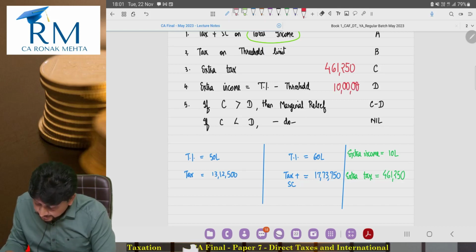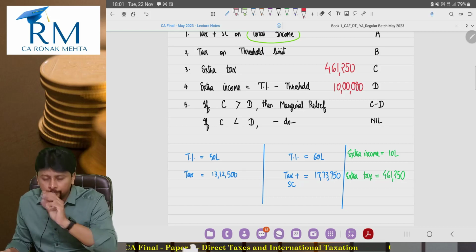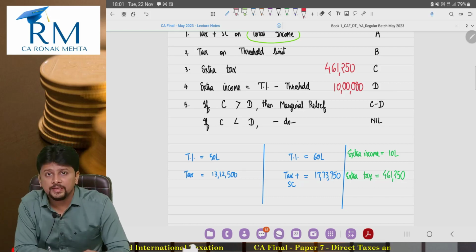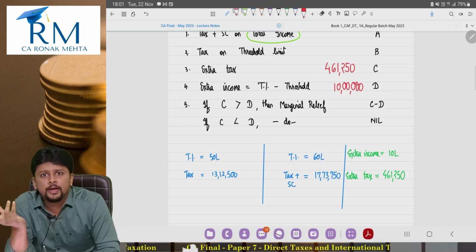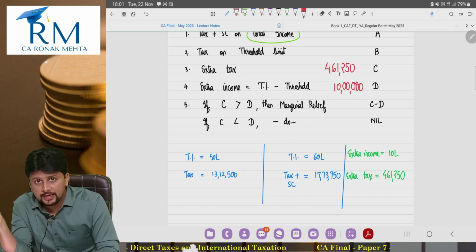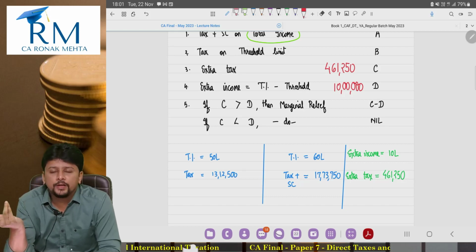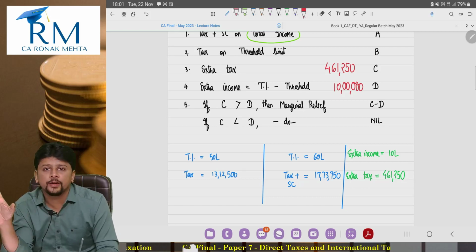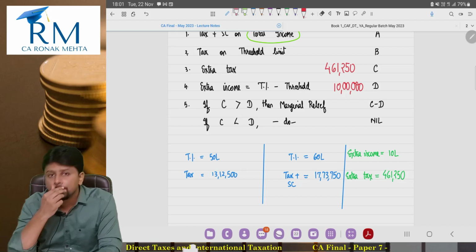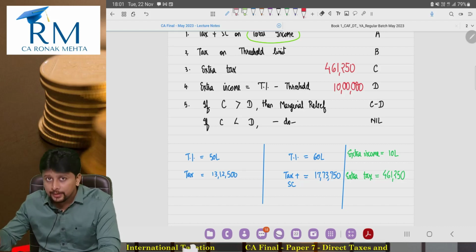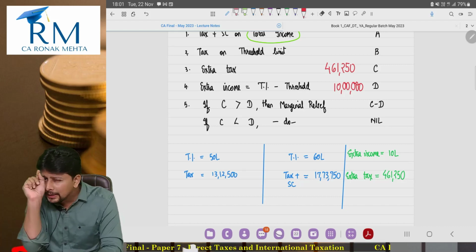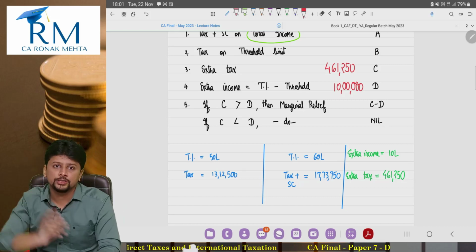As I said, I have enough extra income to be able to pay this extra tax. Now I don't need any relief. Even after paying this 4,61,250 from that 10 lakhs, I will still have money with me. So in this case, there is no relief required. I hope you understood this. That is the significance of the word marginal. The relief will be allowed only if the total income marginally, a little bit, exceeds the threshold limit of surcharge.